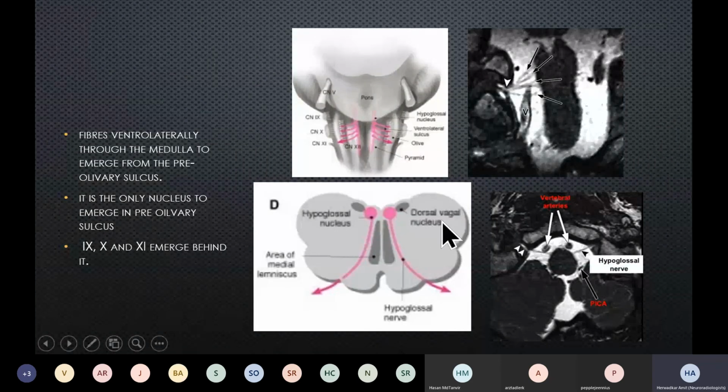And it exits out ventrally, in multiple fibers, and these converge towards the hypoglossal canal. These fibers come out, as I said, between the pyramid and the olive, as compared to the previous one, which came out behind the olive. The 9th, 10th nerve fibers come out behind the olive. This one comes in front of the olive, and they lead towards the hypoglossal canal.